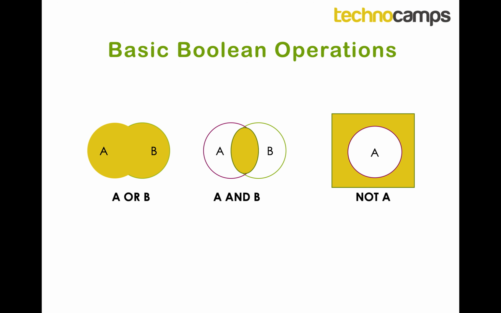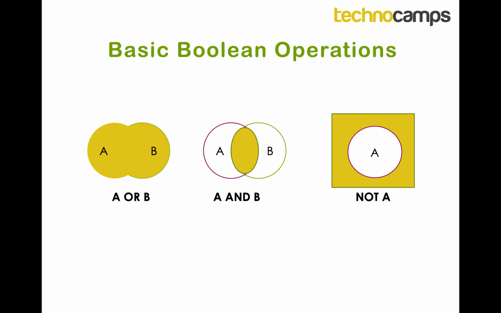So these are the basic Boolean operations. You have OR, where you combine both, because if either of them or both of them are set to true, the output will be true. In AND, both of them have to be present for the result to be true. And NOT of something is exactly the opposite of what you're asking it to do.